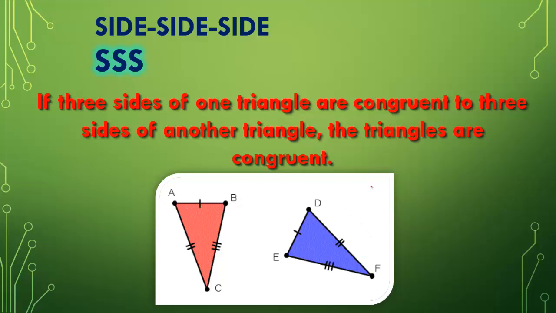The order would be important. So if I go from A to B and then B to C, notice I have those 3 tick mark sides. So I go triangle ABC, so I would have to go DEF. Okay, you could say triangle BCA, that'd be fine, but then you would have to have triangle EFD. So hopefully you got an idea as to how naming these is important.